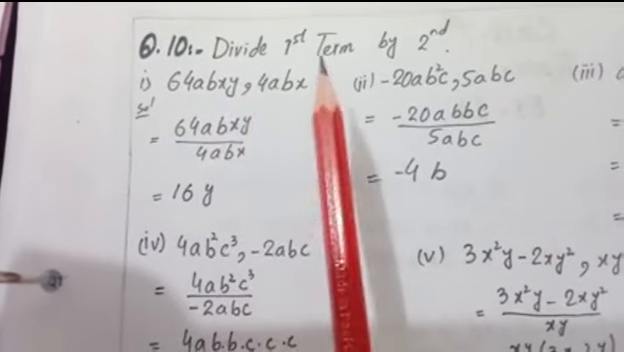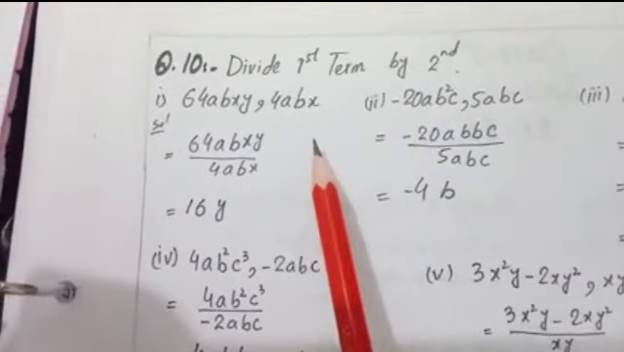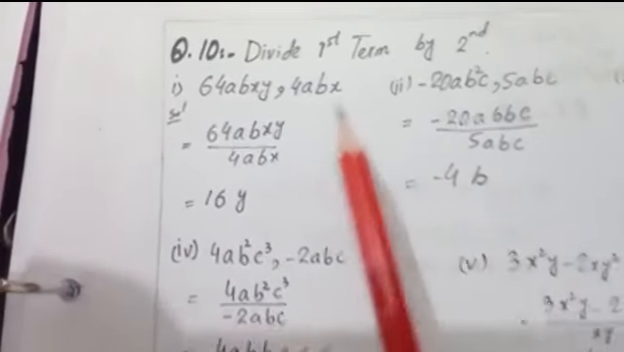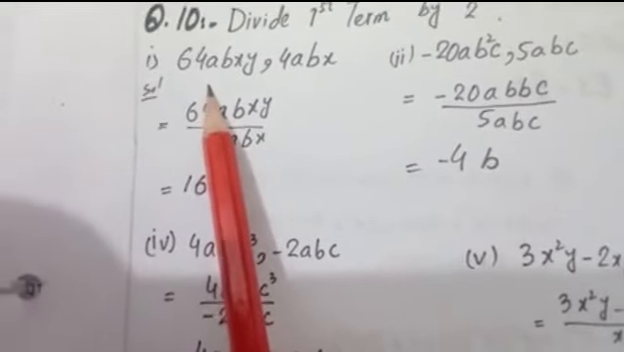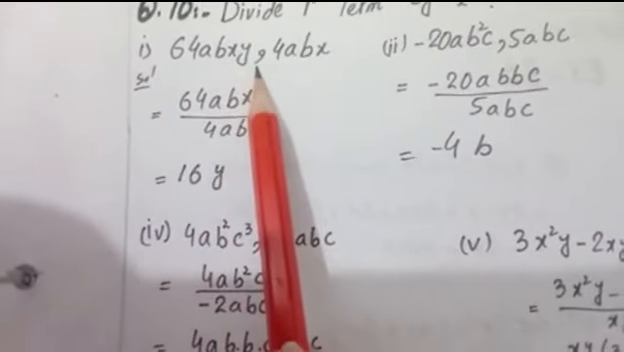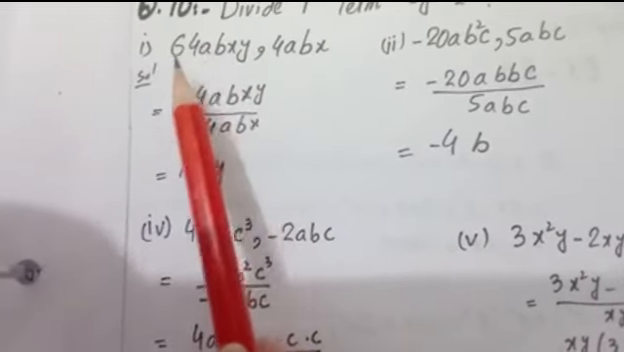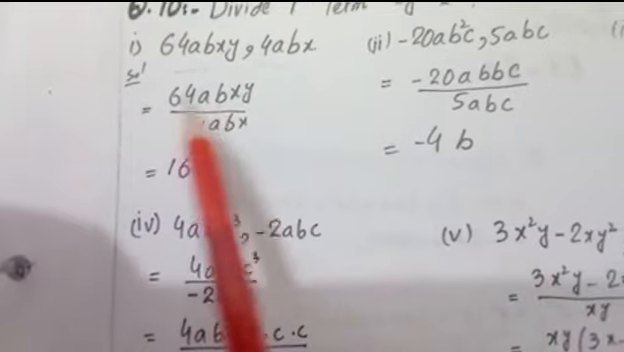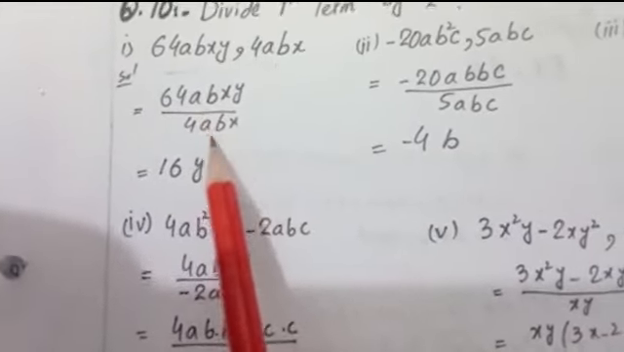Now start question number 10. Divide first term by second term. Two terms are given in each question and we have to divide the first term by the second term. In the first question we are given 64abxy and the second term is 4abx. So divide this first term by this second term. We write this as numerator and this as denominator.